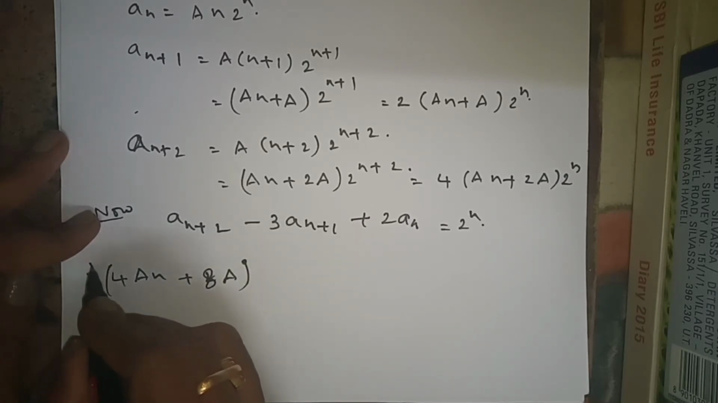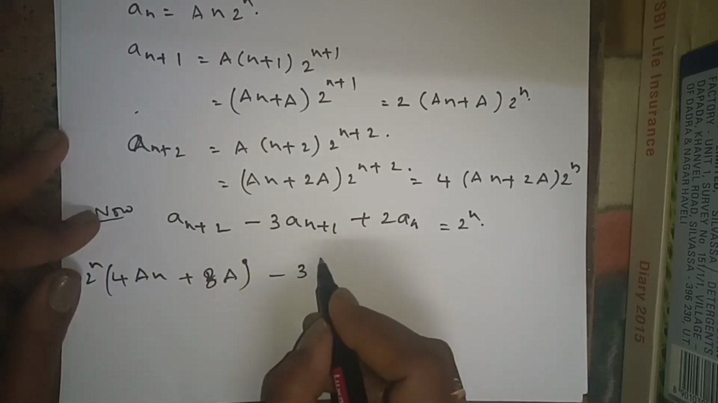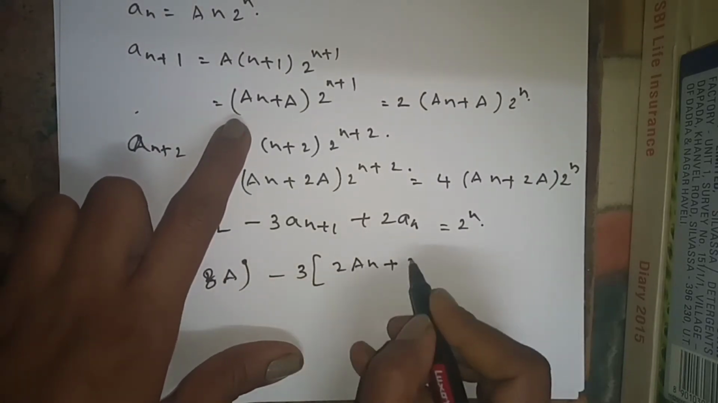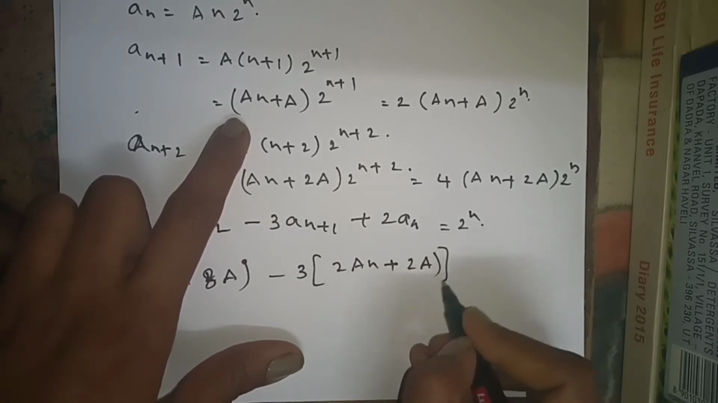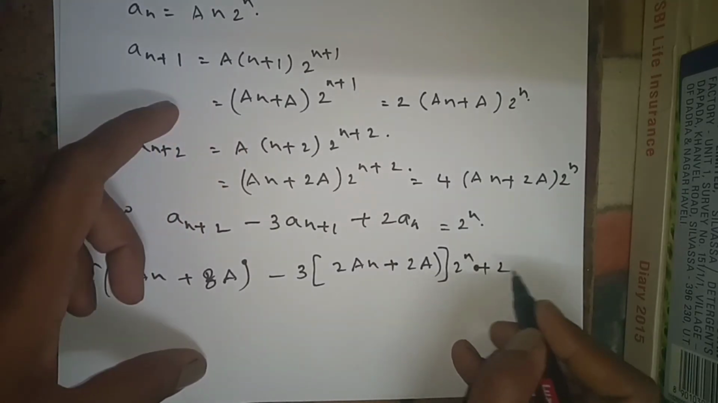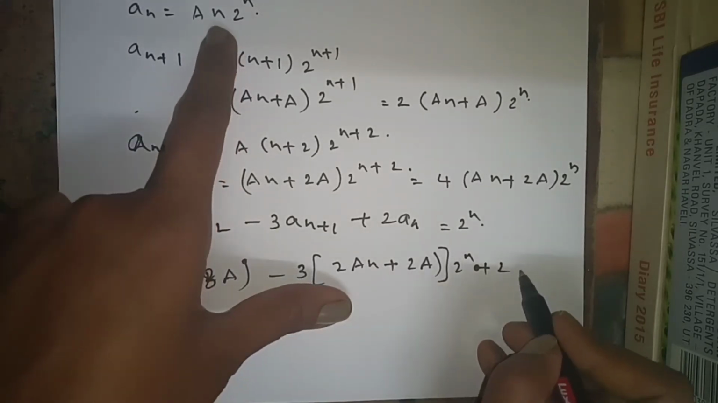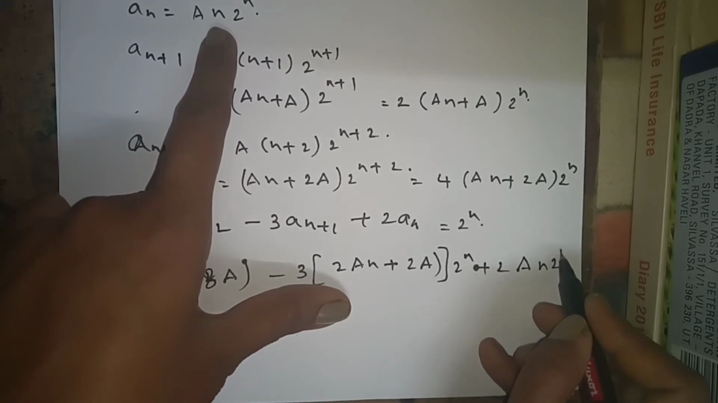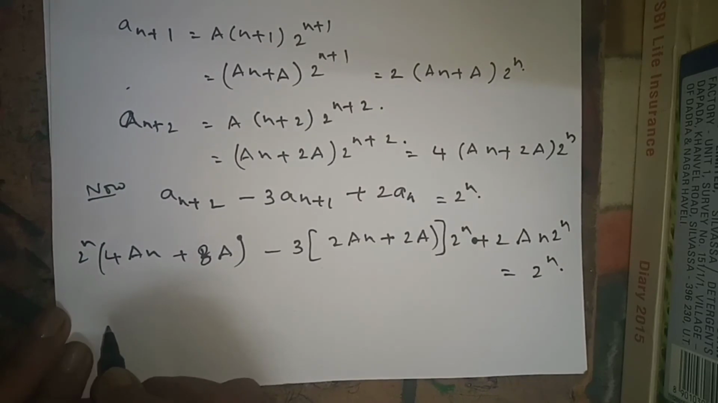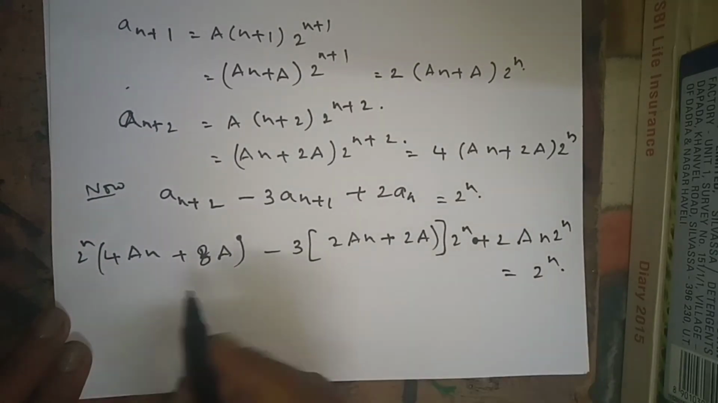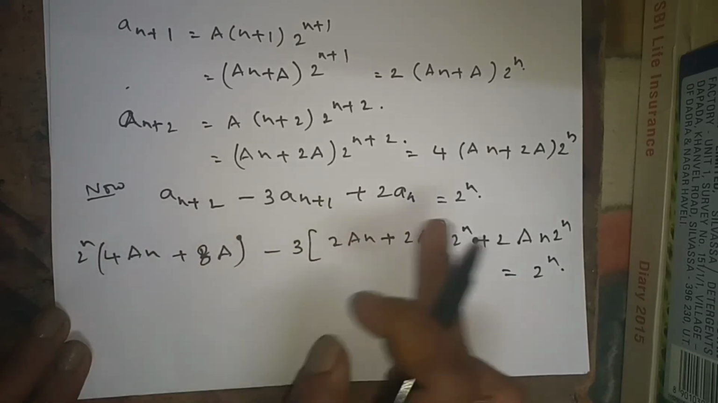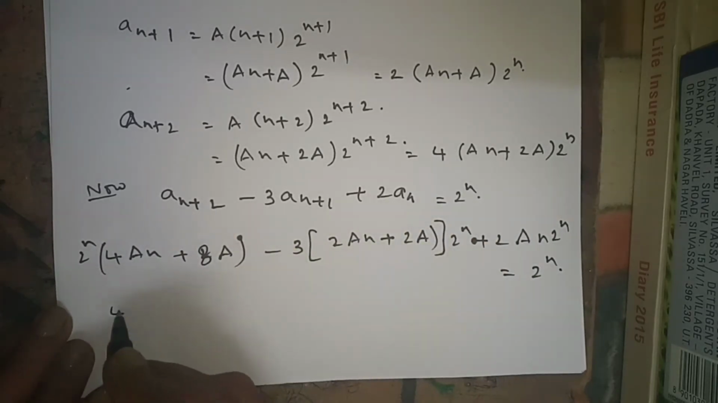into 2 to the power of n, minus 3 into a_(n+1) is how much? 2an plus 2a into 2 to the power of n plus 2a_n. a_n is how much? a_n 2 to the power of n is equal to 2 to the power of n. RHS is 2 to the power of n. Now 2 to the power of n gets cancelled on both sides, since 2 to the power of n is contained in all terms.